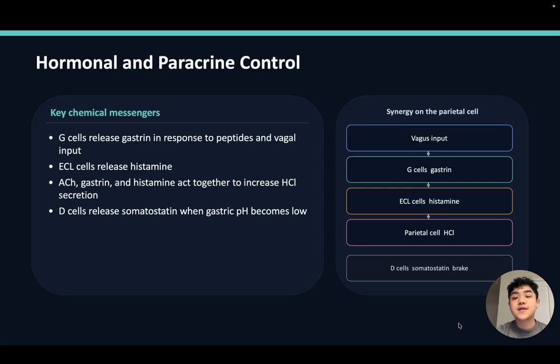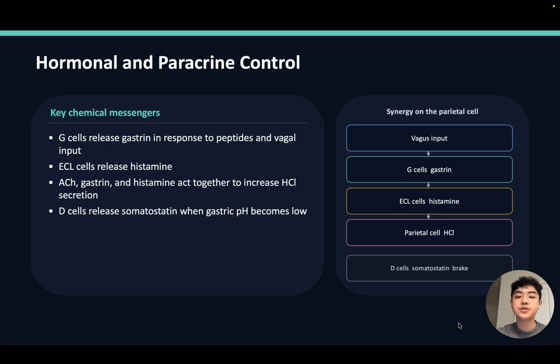After neural control, the next layer of communication is chemical signaling. Hormones and paracrine messengers help amplify the response and fine tune it. A key hormone here is gastrin. Gastrin is released by the G cells. It is stimulated by peptides and amino acids in the stomach. It is also supported by vagal inputs, which shows how neural and hormonal signals work together.